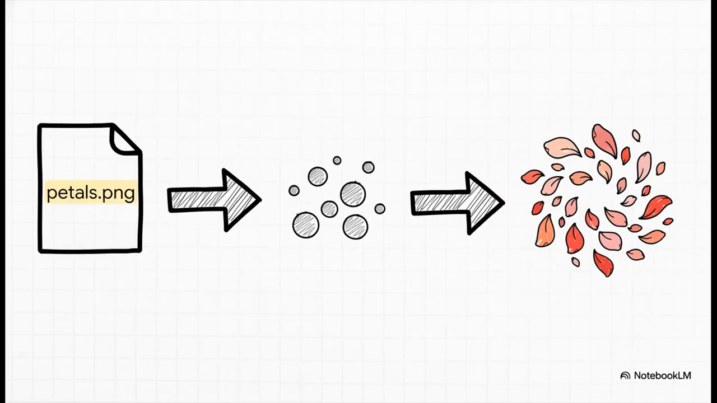The second you select Textured QuadPoly, a new texture option just pops up. And this is where the real magic happens. We just point it to our image file, in our case, a file called petals.png, and bam! Instantly, every single one of those little particles transforms into our custom petal shape.